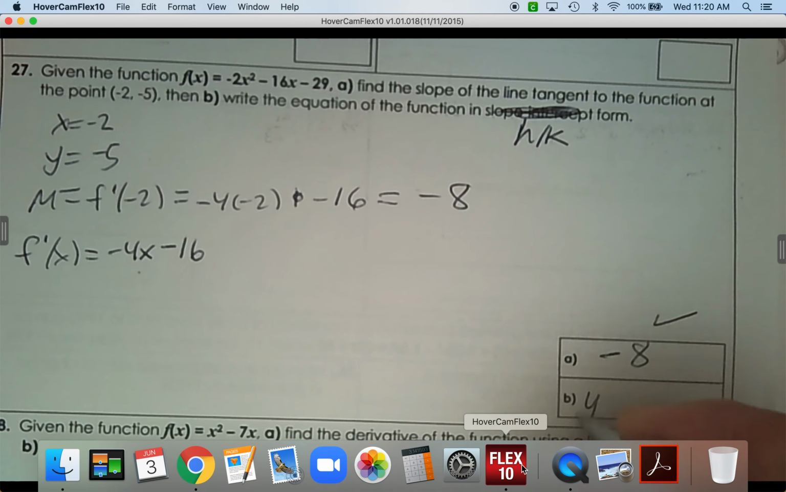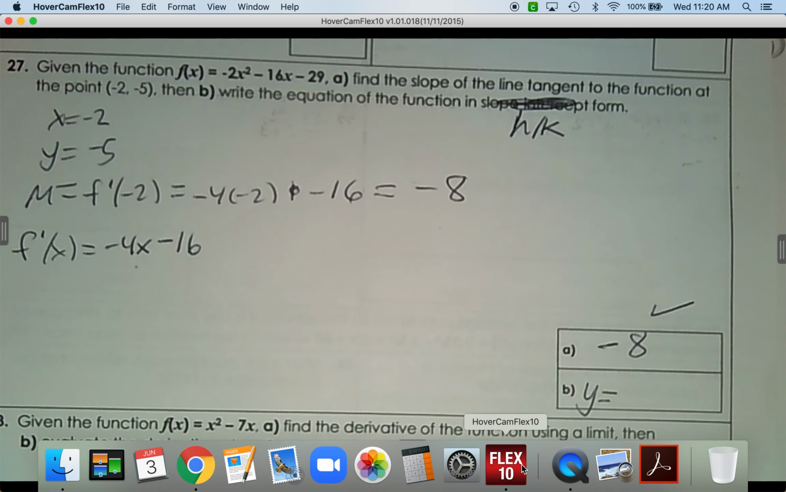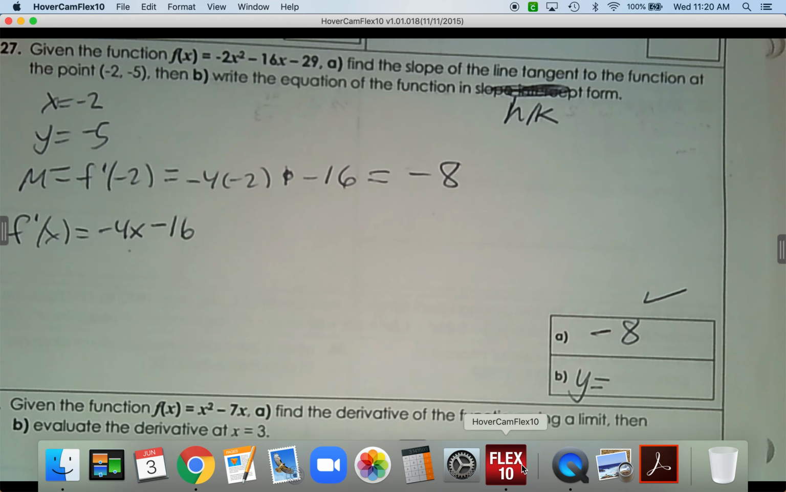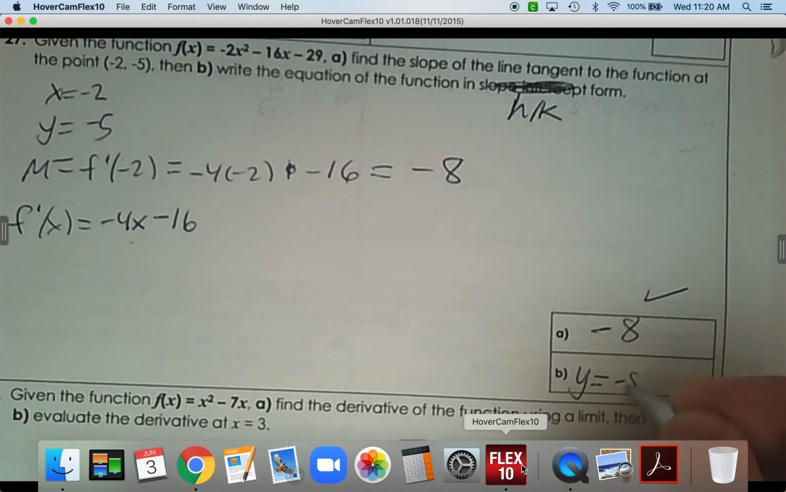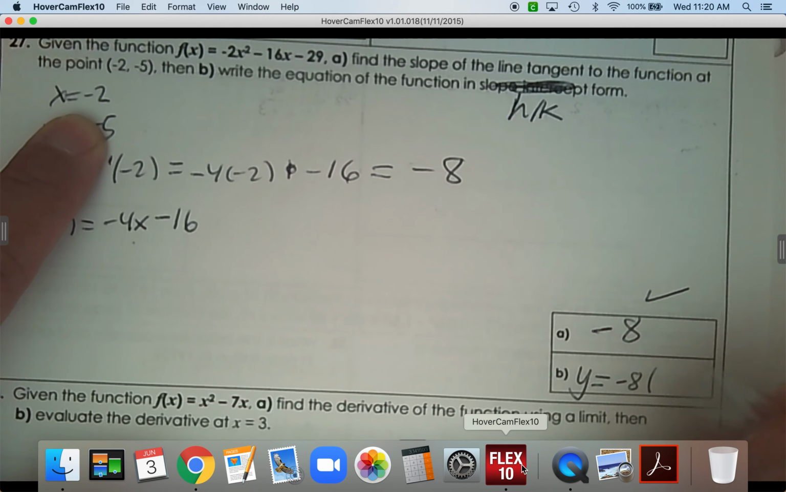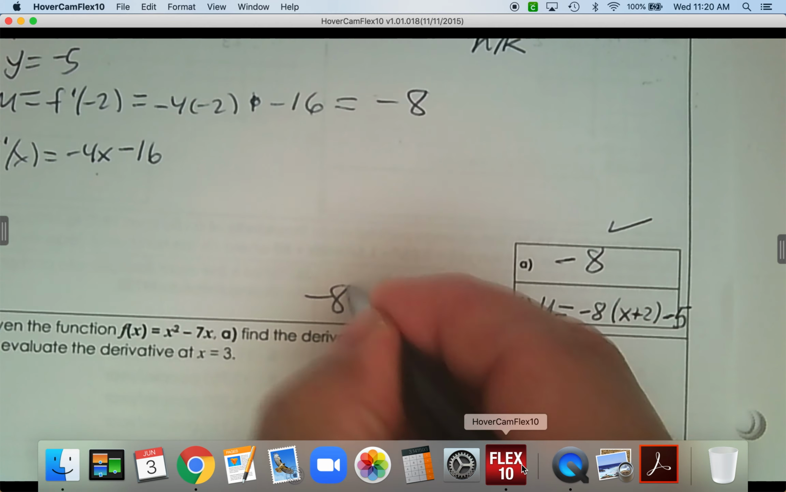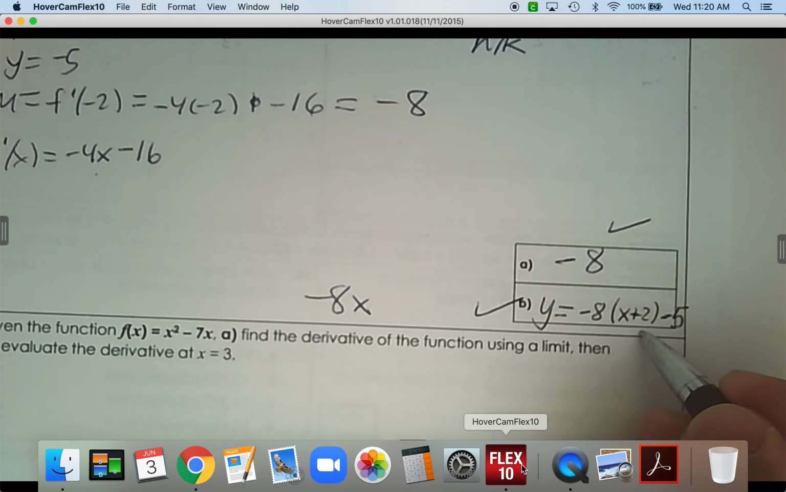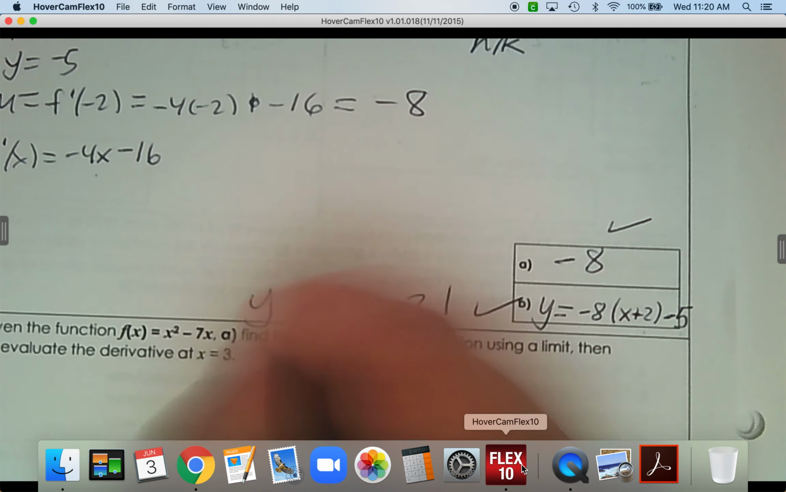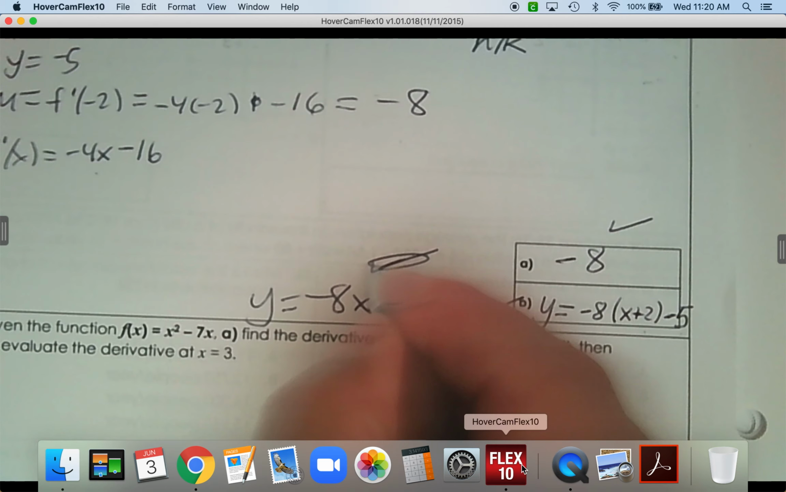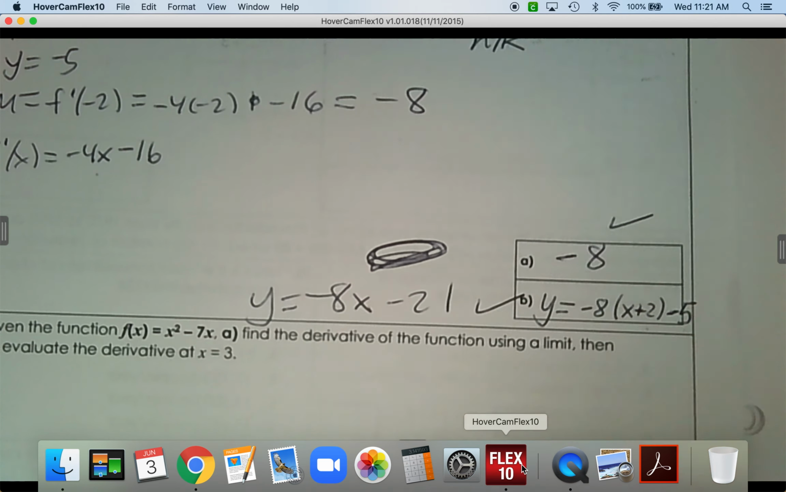So we're going to write down y equals, for the equation of the tangent line, and it's negative 8. The x coordinate, we change the sign, so plus 2, and the y stays the same, subtract 5. So did you write that down? If you wrote down negative 8x, that would be negative 16, take away 5, that would be negative 21. Both are correct. You don't get an extra check mark for that. But either one gives you a check mark.